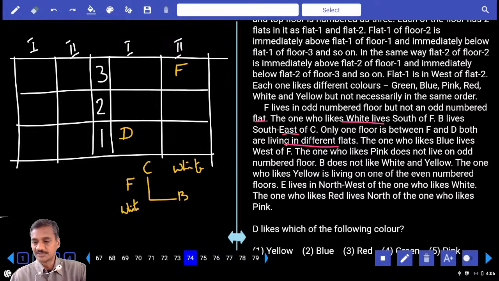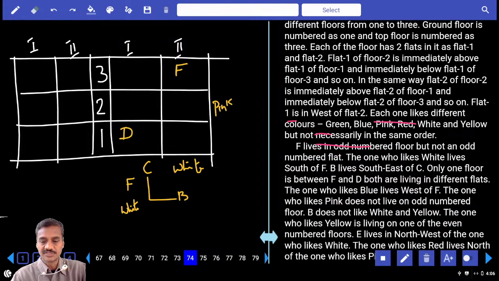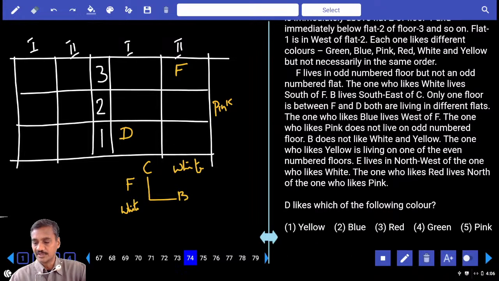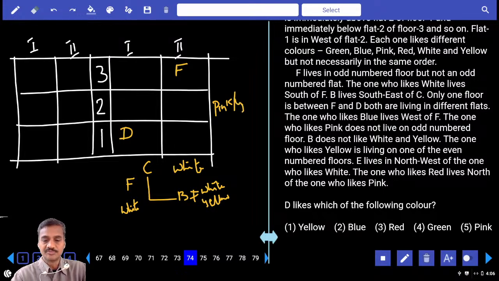The one who likes pink does not live on an odd numbered floor, so the one who likes pink must be on an even numbered floor, that is the second floor. And next one, B does not like white and yellow. Now B does not like white as well as yellow. White and yellow are ruled out for B, and the one who likes yellow is living on one of the even numbered floors. Now pink and yellow are the persons who are living on these even numbered floors.